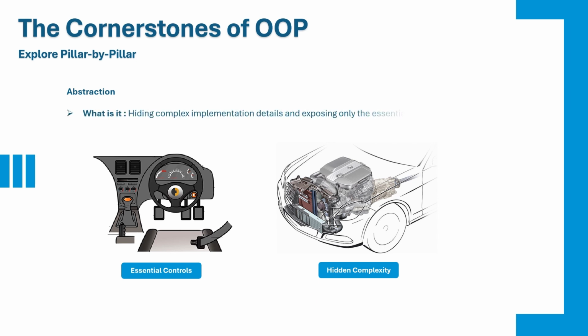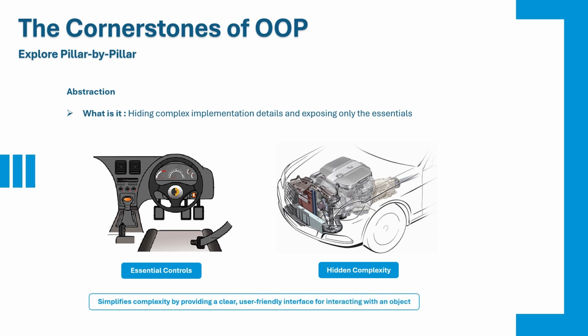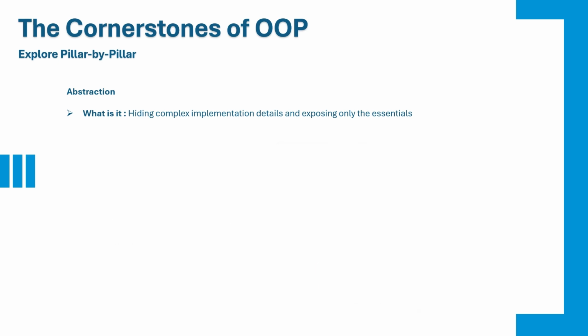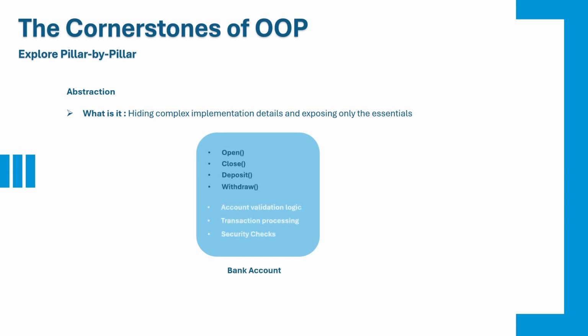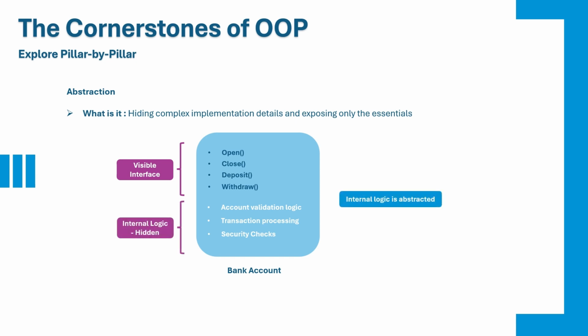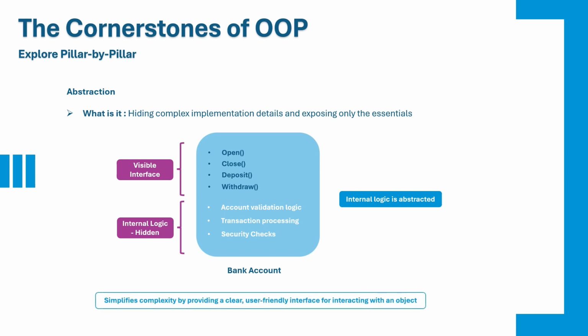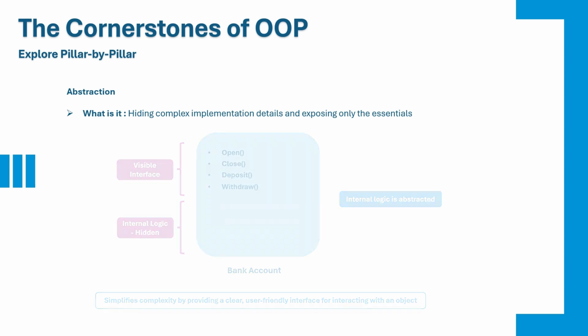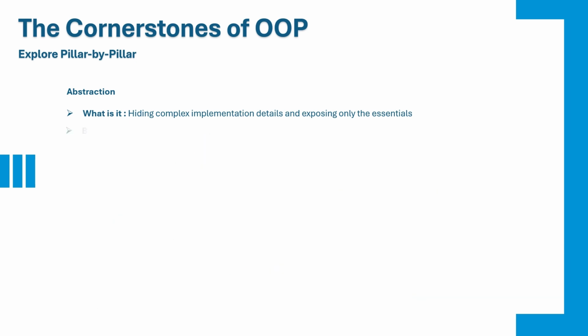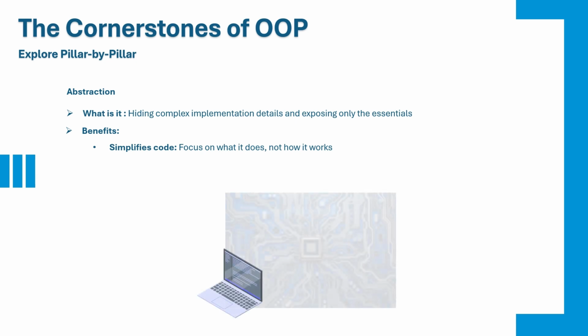In programming, abstraction works in the same way. It's about hiding complexity and exposing only what's necessary. When you interact with an object, like a bank account object, you don't need to know all the internal code behind it. You just need to know how to perform essential tasks like depositing money, checking the balance, or withdrawing. The rest, the complex logic that makes it all work, stays hidden. By abstracting details, we simplify interactions and make our code easier to manage, understand, and change.